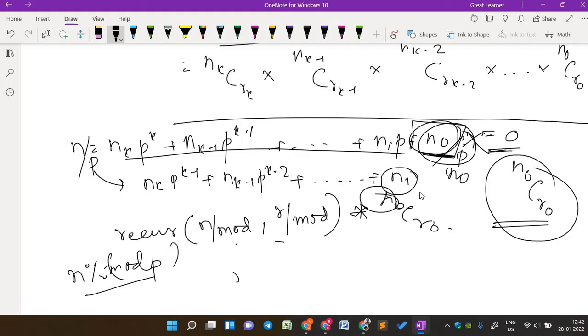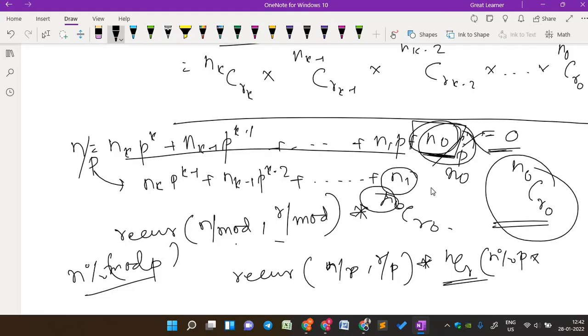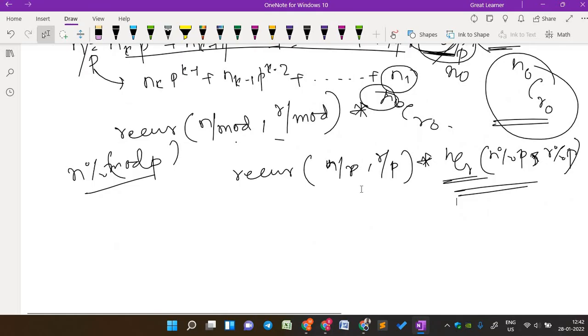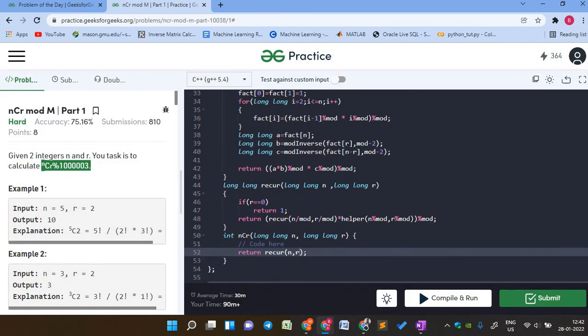So what you have to do is recursion on n by p and r by p, into some nCr function, to find the nCr. In that function what you are going to pass is n mod p and r mod p, right? So this will be your optimization part. Using the Lucas formula we are going to optimize this. So let's go and check what we are doing.